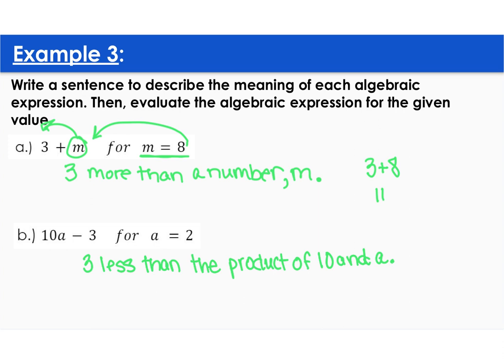So now I'm going to substitute here. I have a statement of equality, a equals 2, so I'm able to take the a out and put the 2 in. So we have 10 times 2 minus 3. I'm going to use order of operations, and multiplication comes first. So 10 times 2 is 20. Bring everything else down. 20 minus 3 is 17.